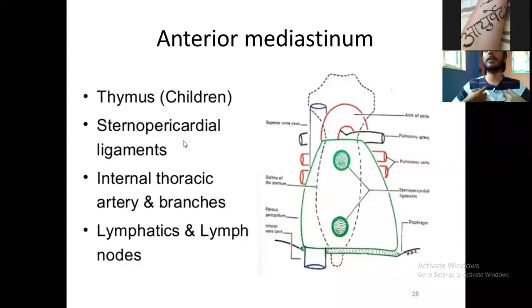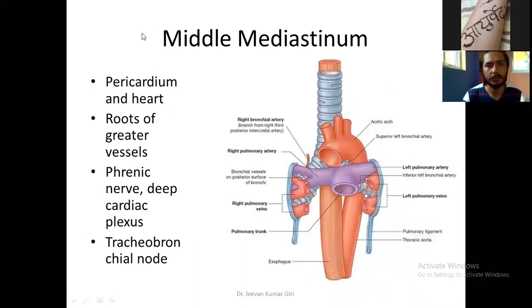That supplies the arterial blood to the anterior thoracic wall, and also to the anterior part of the diaphragm. Then the other structures you will see are the lymphatics and the lymph nodes. A retrosternal group of lymph nodes you will see. Then the other remaining space is occupied by areolar tissue.